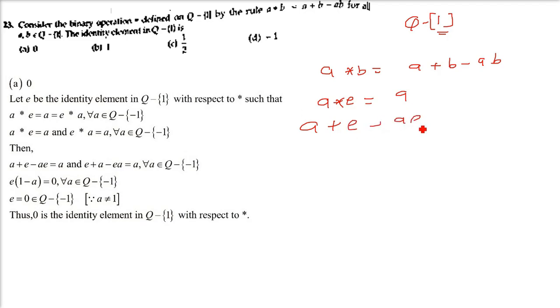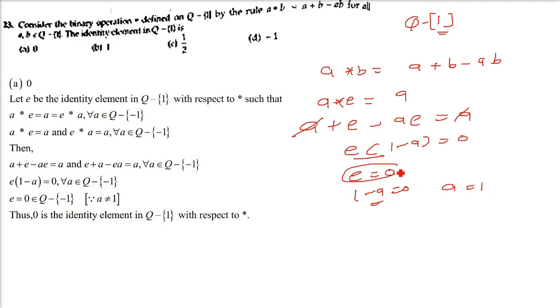So just put B as E. A plus E minus A is equal to A, so A becomes cancelled. You can take E common, E(1 minus A) equals 0. So from here E is equal to 0, or A is equal to 1, which is not possible because 1 is not there in Q. So E is equal to 0 is the answer. This is the identity element in Q minus 1 with respect to star. So the first option will be the correct answer.